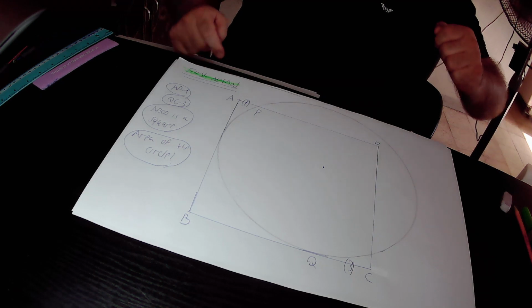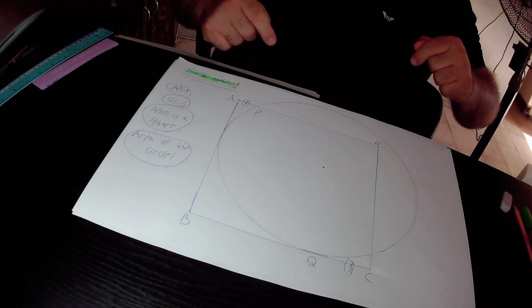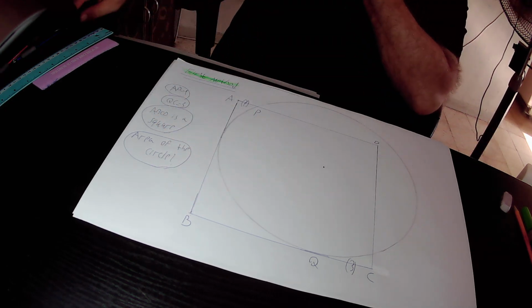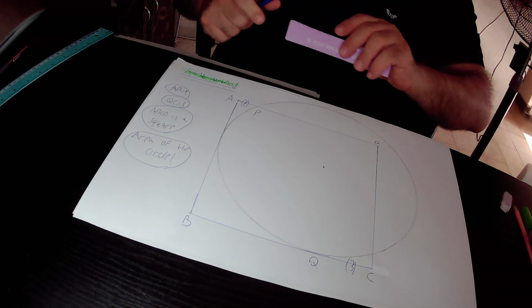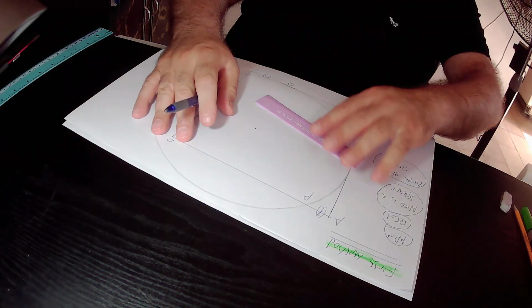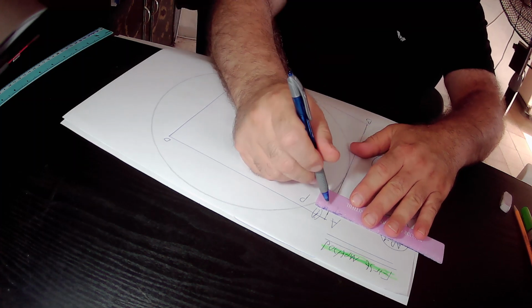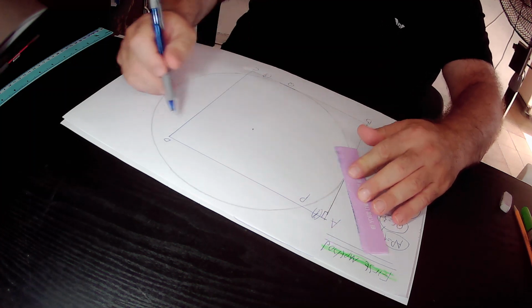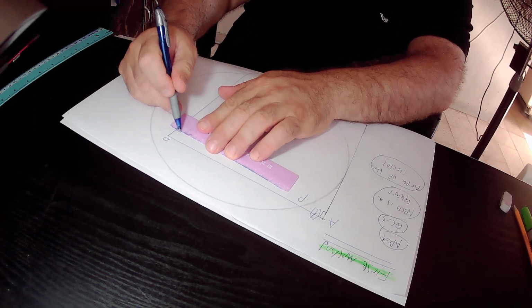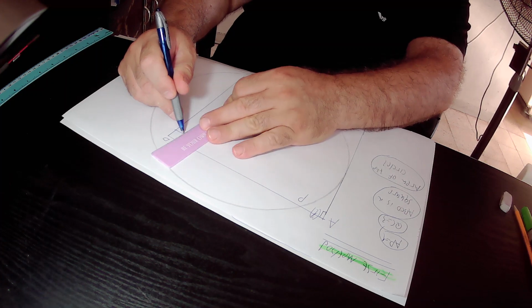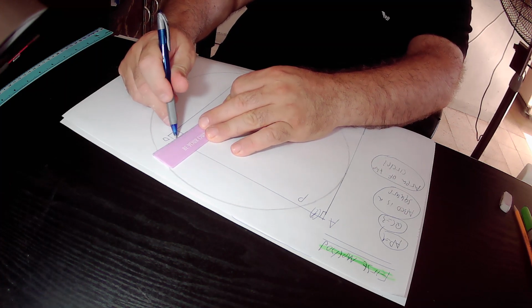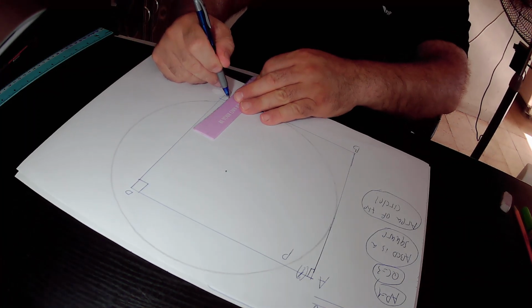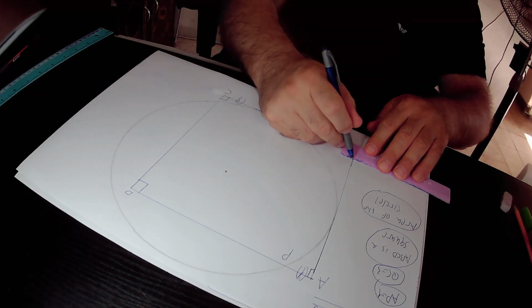All the angles inside square ABCD are right angles. So those two angles are all right angles. This is a right angle. This is a right angle. This is also a right angle, and this is a right angle.